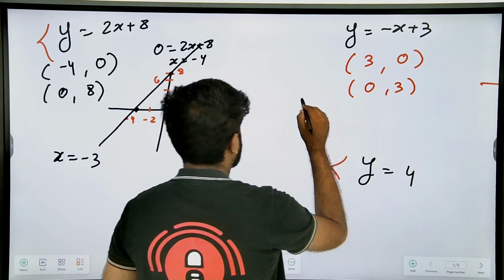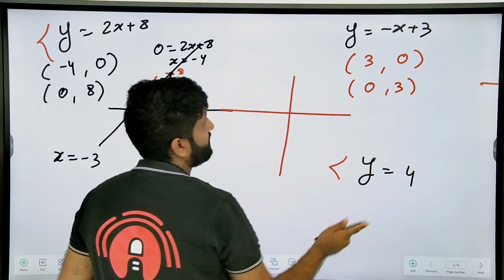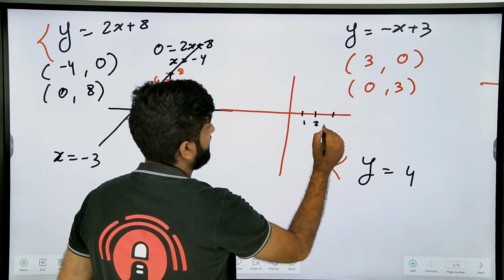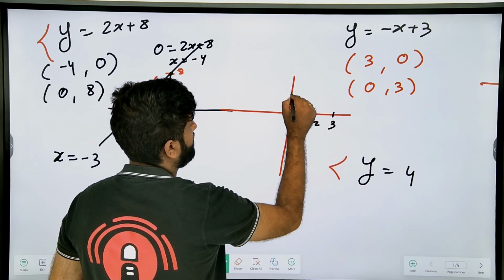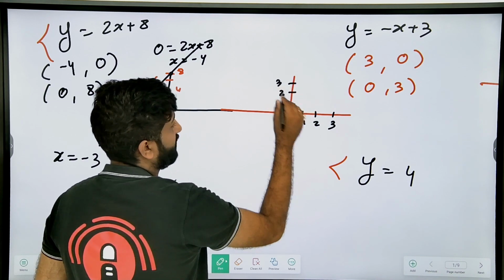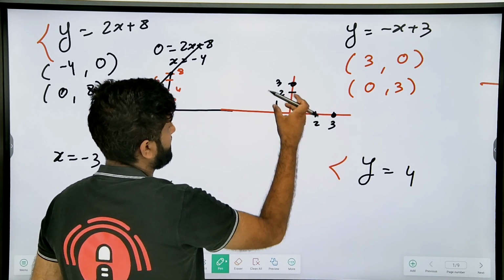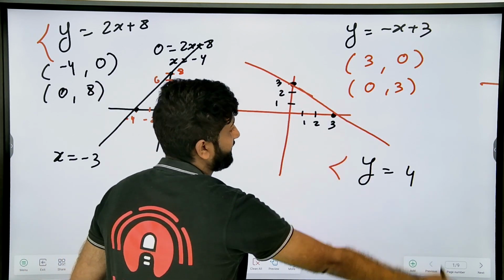So for this line, let's say this is my graph. I'll have to first find out the points 1, 2 and 3, and in the same way I have 1, 2 and 3. Now from these 2 points, this is my point (3, 0) and this is (0, 3). So using a scale, I'll draw a line.